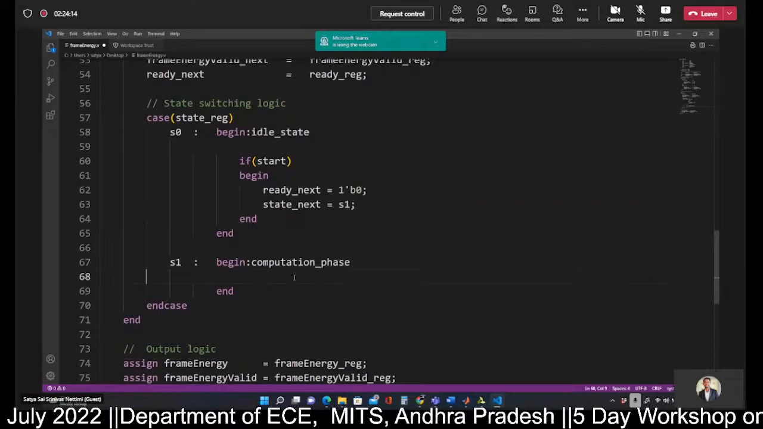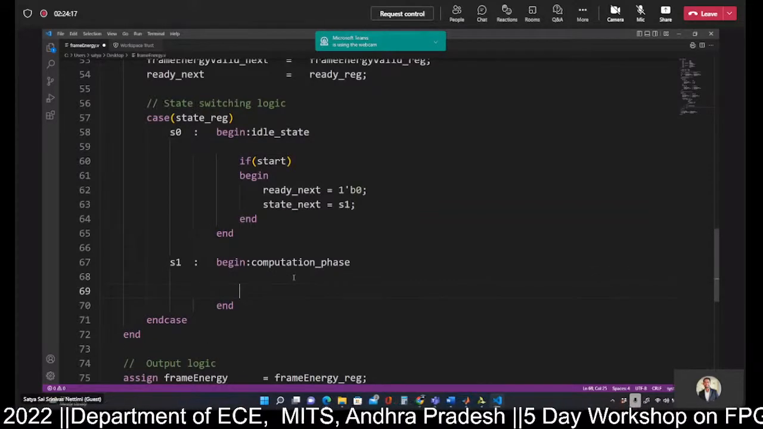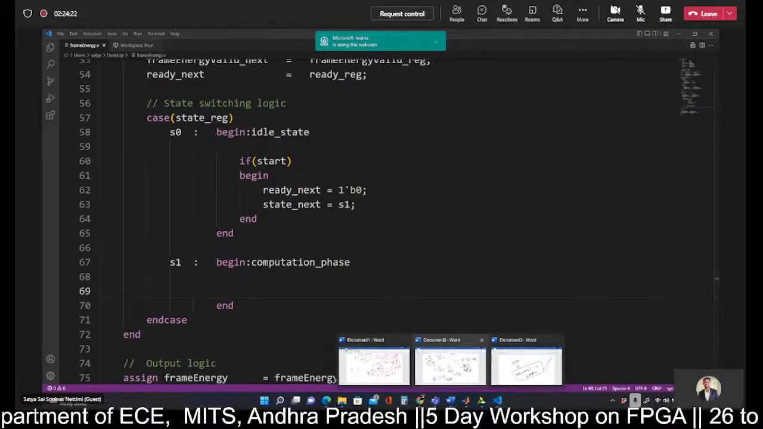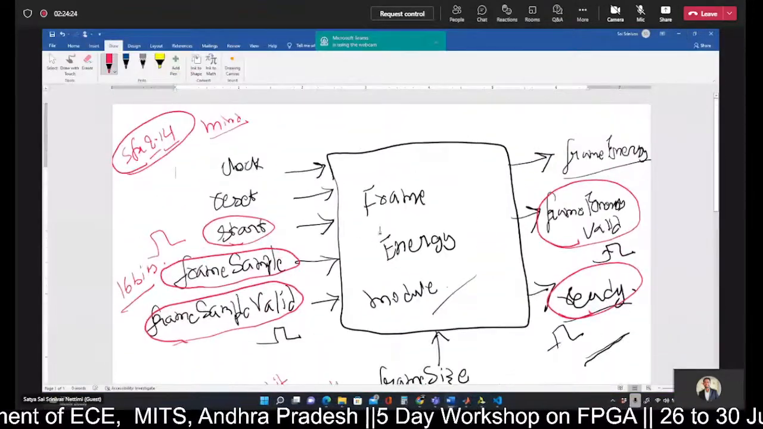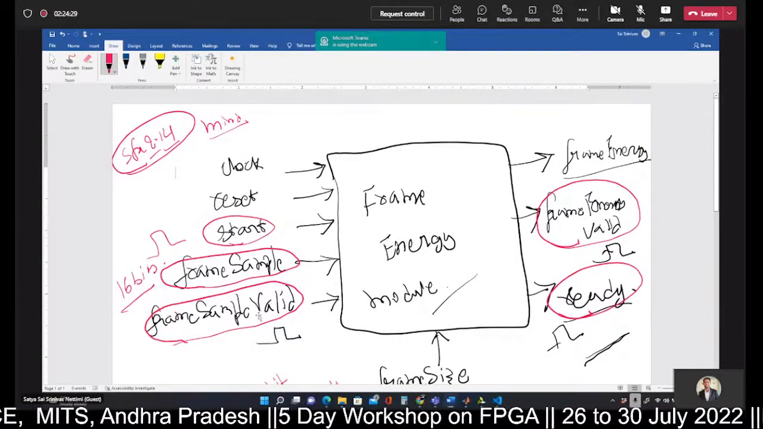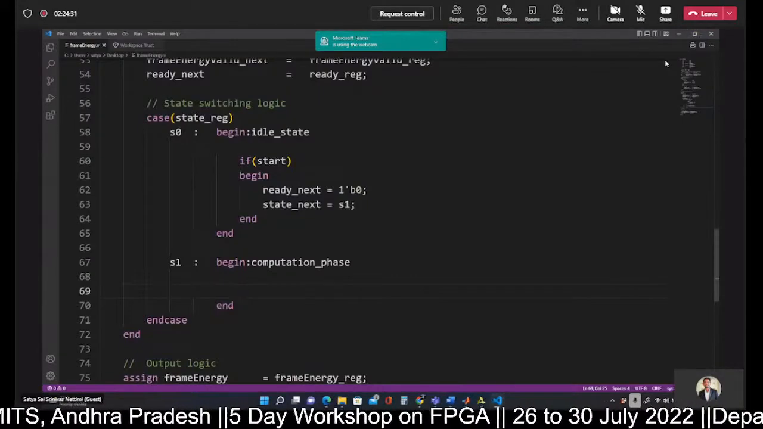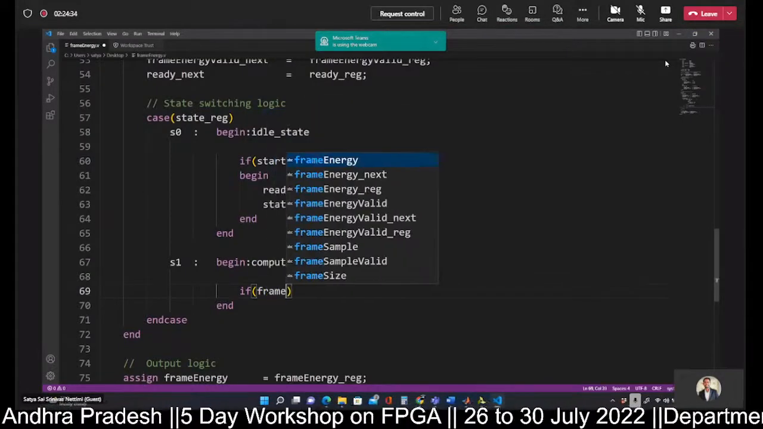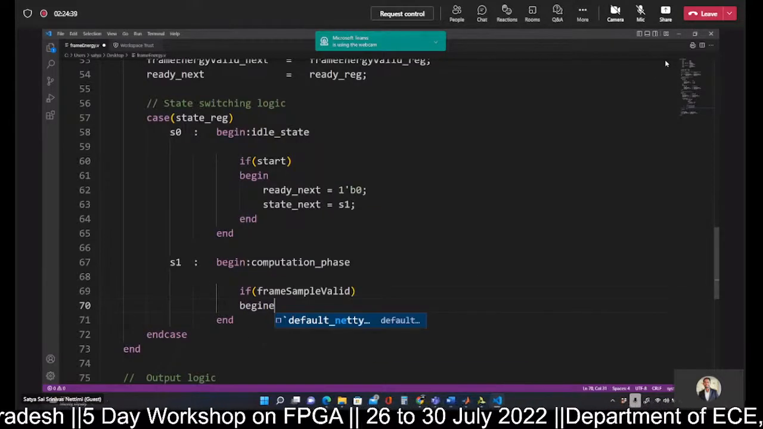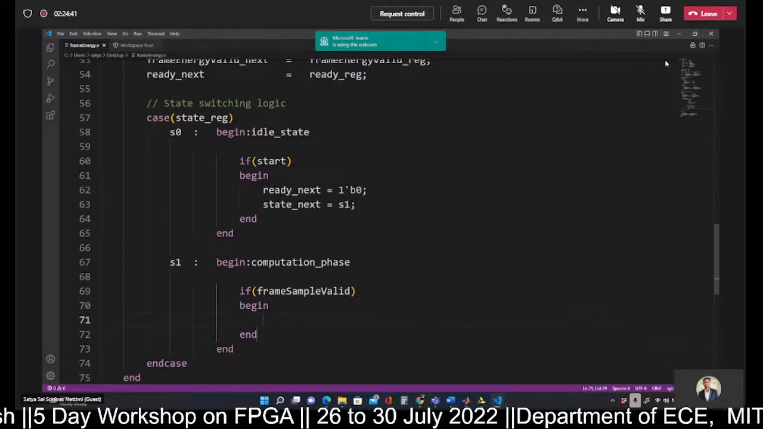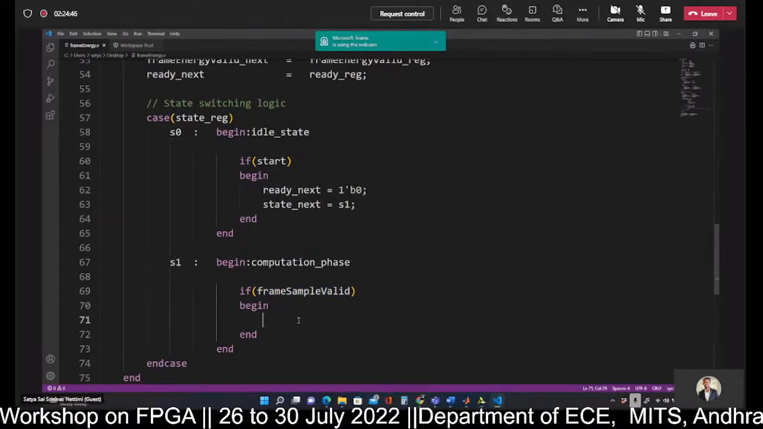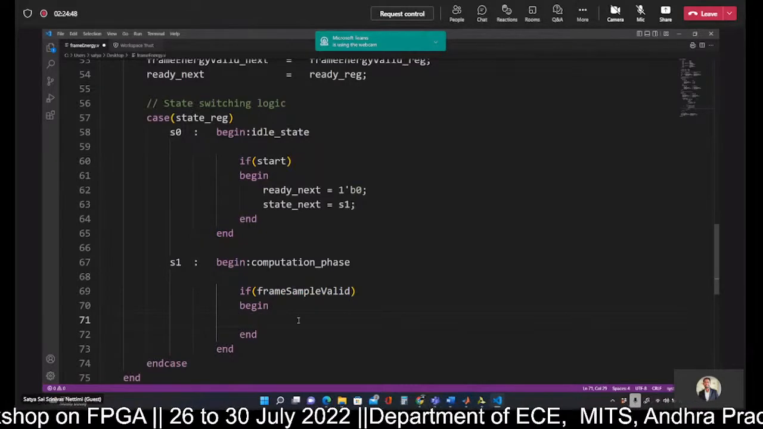Now what you have to do is write the details of the computation phase. When you jump into the computation phase, the energy module should always scan the frame sample valid signal. Whenever this valid signal is coming, only then it has to do the operation, otherwise it should not do any operation.